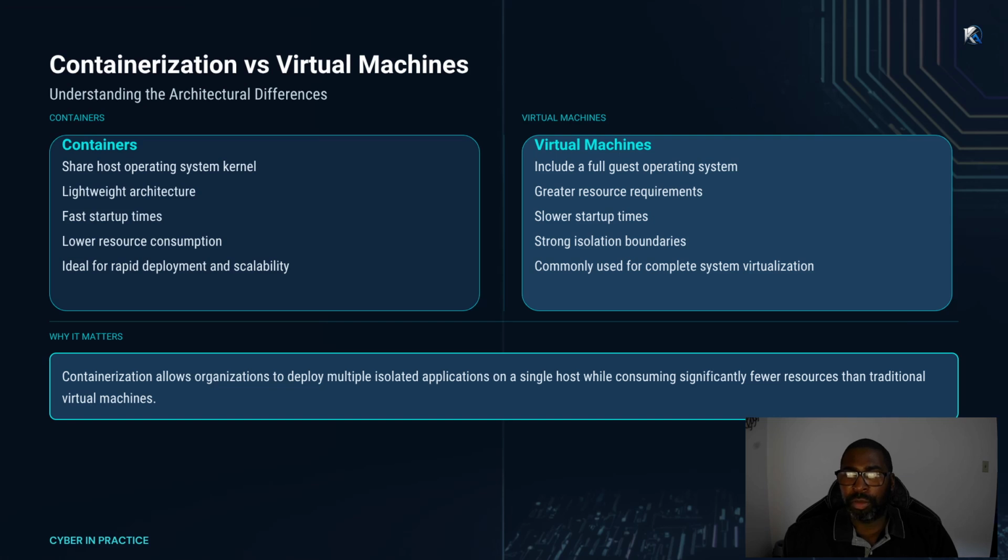Containers versus virtual machines. The key difference is that virtual machines require their own operating systems, while containers share the host operating system kernel. This allows containers to start faster, use fewer resources, and scale much more efficiently.